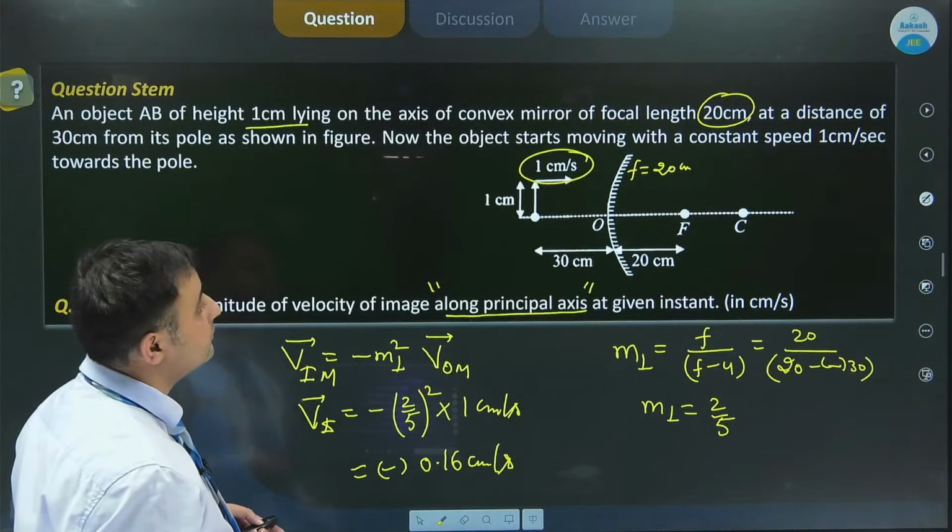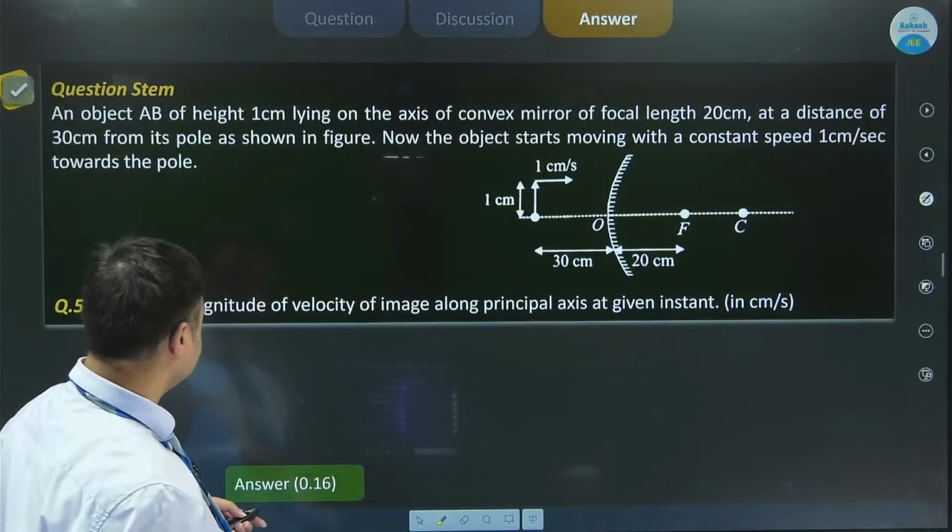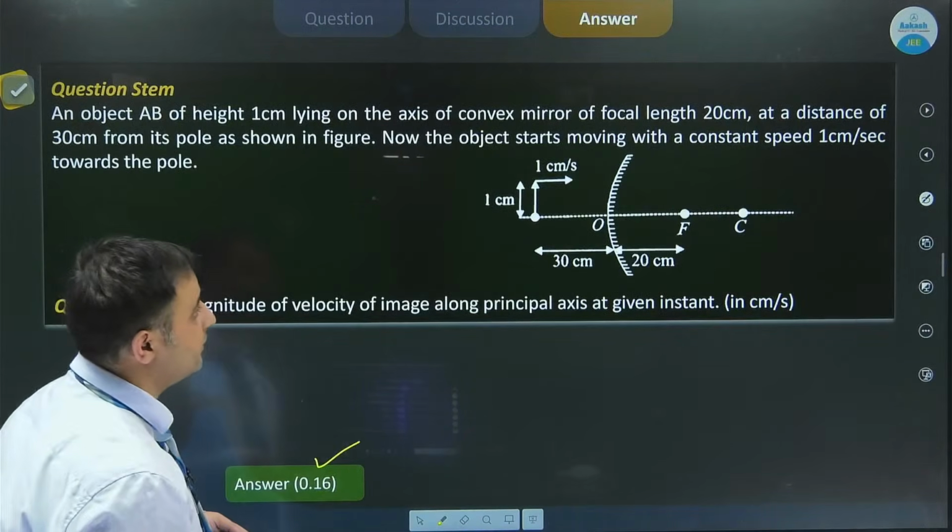So now let's see the answer. Yes, 0.16 centimeter per second.